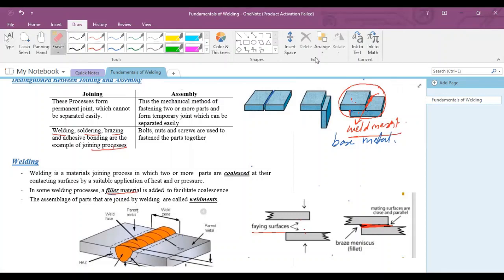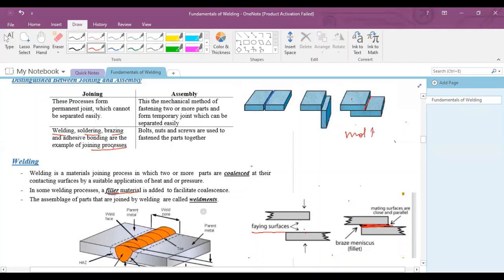And one more point: when heat is applied at this joint, a molten pool will form. What is a molten pool? The surface of this plate and the surface of this plate are in contact with each other. When we apply heat, both surfaces will melt and form a weld pool. A weld pool means a fusion zone where the base metal is in a molten state, right?